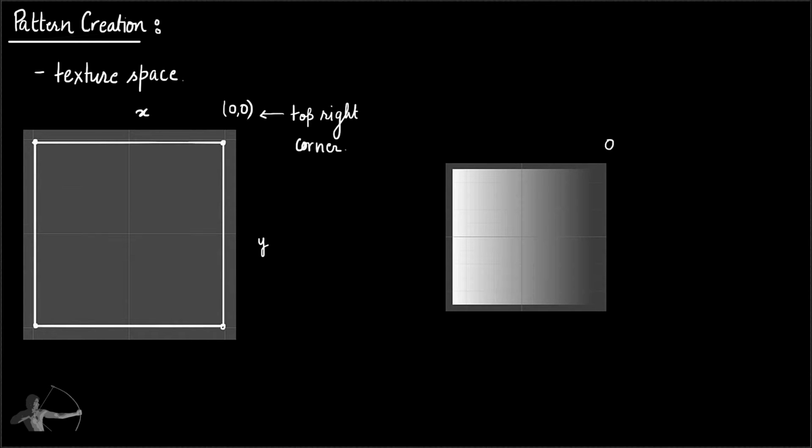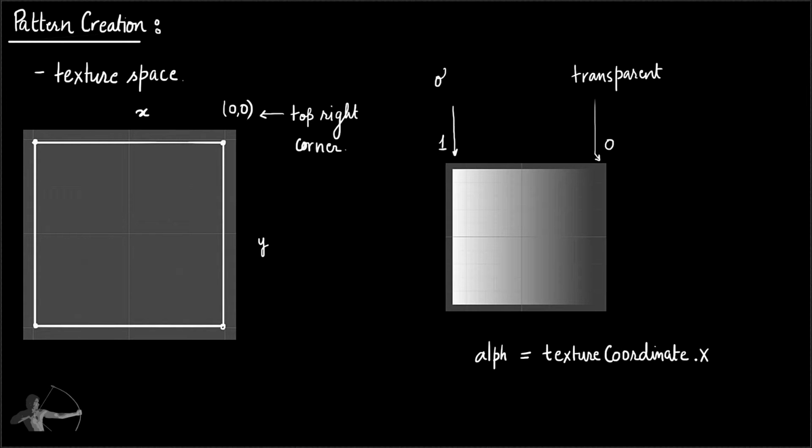So this is 0 and this is 1. And this is the gradient pattern that we want to create. And you might have gotten an idea. If we set the alpha to texture coordinate dot X, this part will itself become transparent, and this corner will become opaque. So that's the only change that we will have to do to create a gradient pattern.